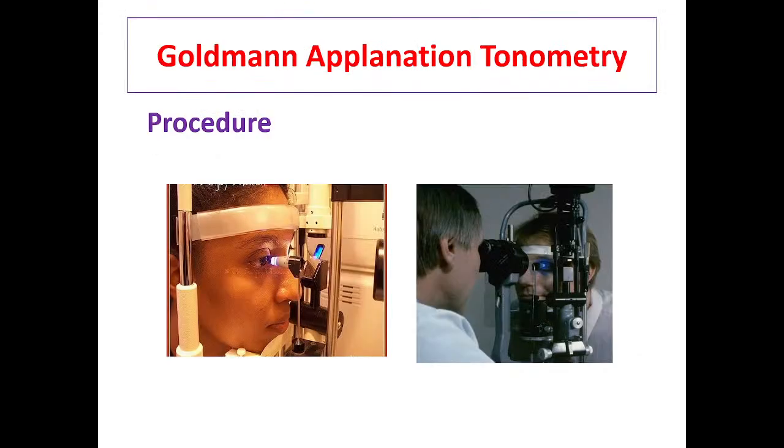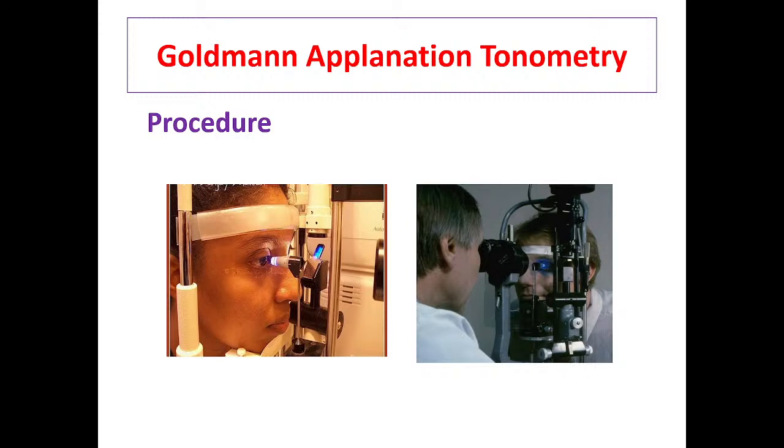So how is it done? We have to anesthetize the cornea first, because it is a contact procedure. Non-contact, we do not need to apply a topical anesthetic drop. We apply topical anesthesia to anesthetize the cornea, because we are going to touch the cornea. Then we put the fluorescein dye to stain the tear film, because you want to see the mires to record the IOP.